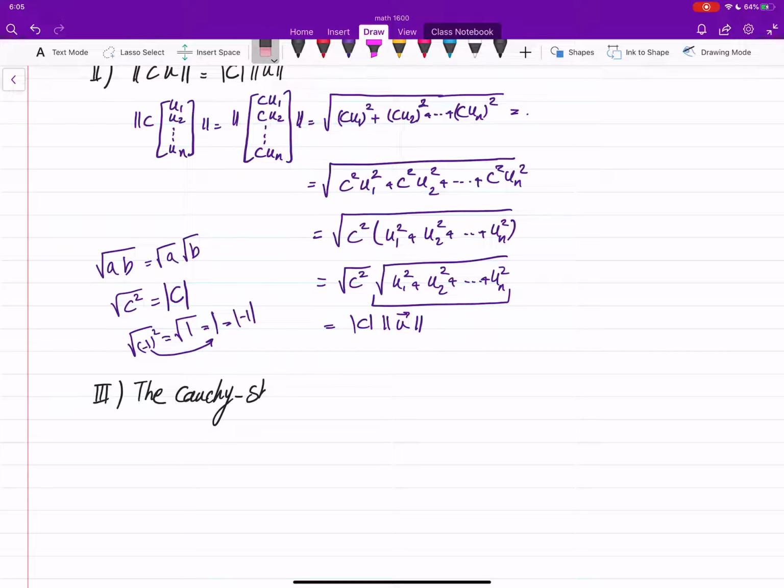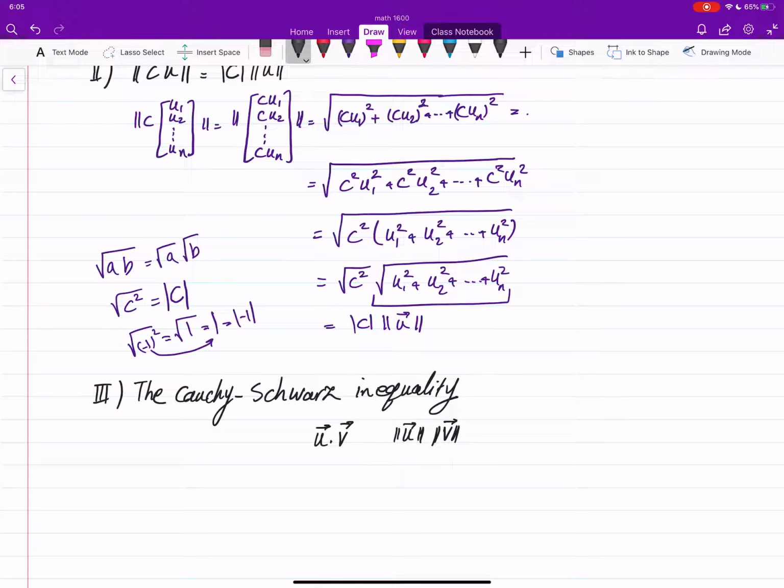Cauchy-Schwarz inequality. It basically says what the relation is between u dot v, which is a number, and how we can compare it with the length of u and the length of v. So Cauchy-Schwarz inequality we will discuss in detail later.